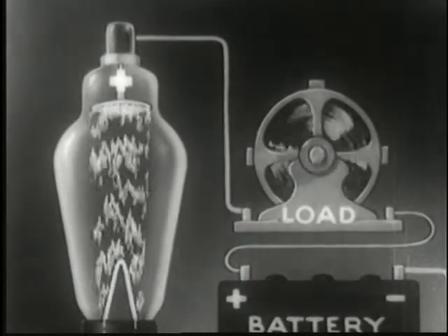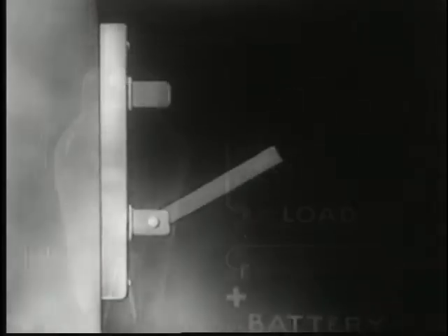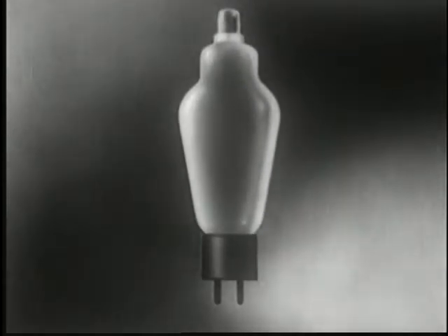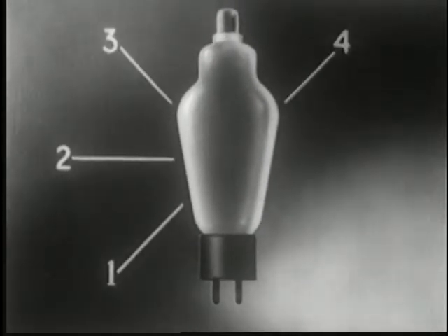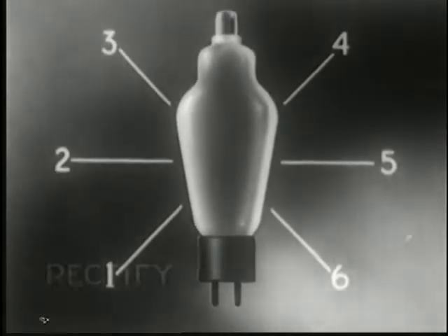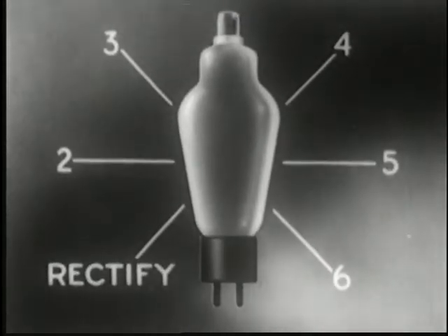Now, at this point, you may ask, if an electronic tube is basically just a form of switch, why is electronics hailed today as the technique of a new engineering era? To answer that question, let's review 6 of the basic things that we can do with this new kind of switch. In the first place, we can rectify current with it, converting AC to DC.